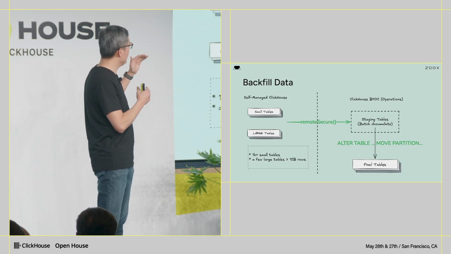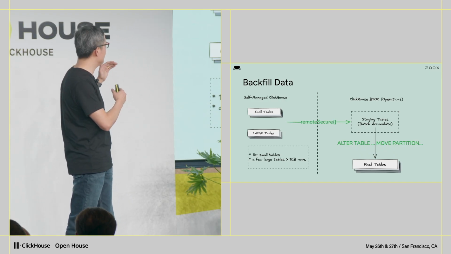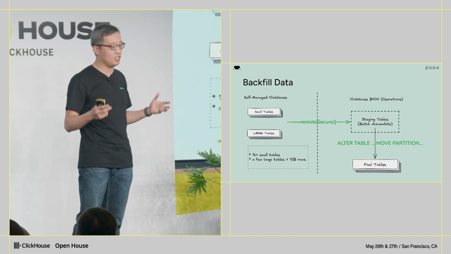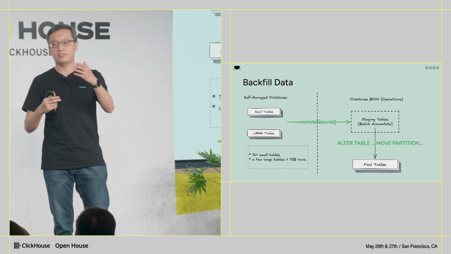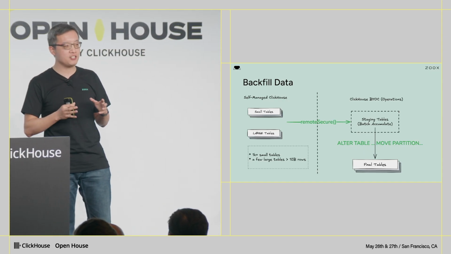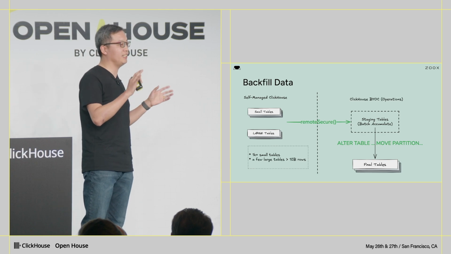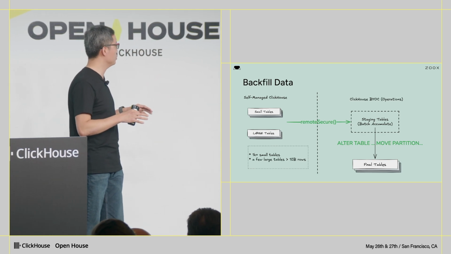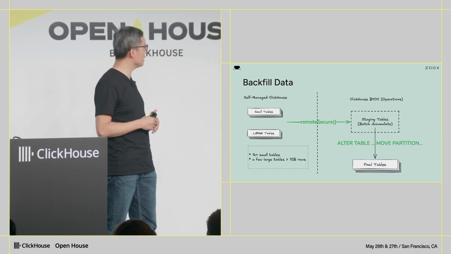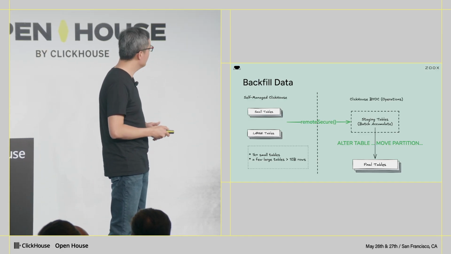So the steps we take is first to use the remoteSecure table function to move the data to a staging area, like staging tables. So the data will accumulate in the staging area. Once it has reached the partition, let's say months for the small tables, we then validate the data and then move the data to the final tables using the ALTER TABLE MOVE PARTITION.